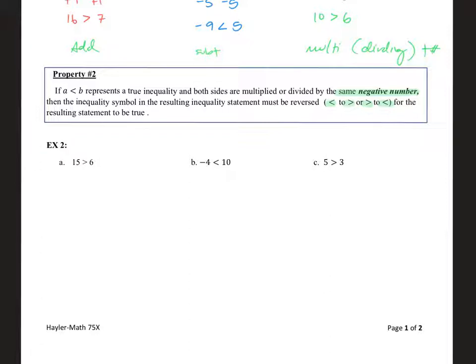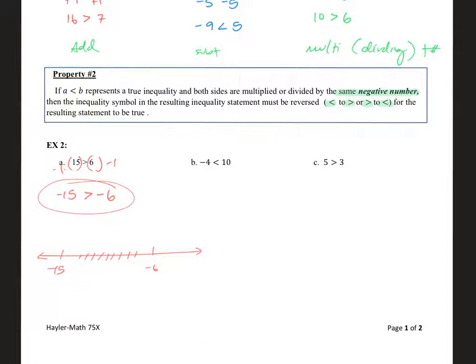Well, let's take a look once again at these problems without any variables. Is 15 greater than 6? Yes, that's true. Let's multiply this by a negative number. How about -1? So -1, -1. That is -15 is greater than -6. Is that a true statement? Well, let's look at the number line. Here is -6, and then we would count back a bunch of times until we got to -15. Now this inequality is saying that -15 is greater than -6, but that's not true. This statement is not true. So we run into a problem here.